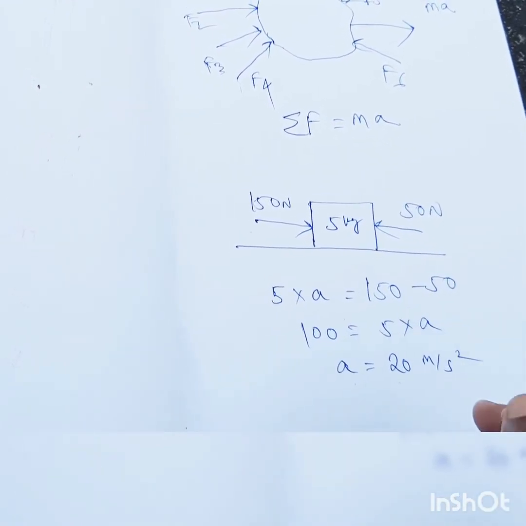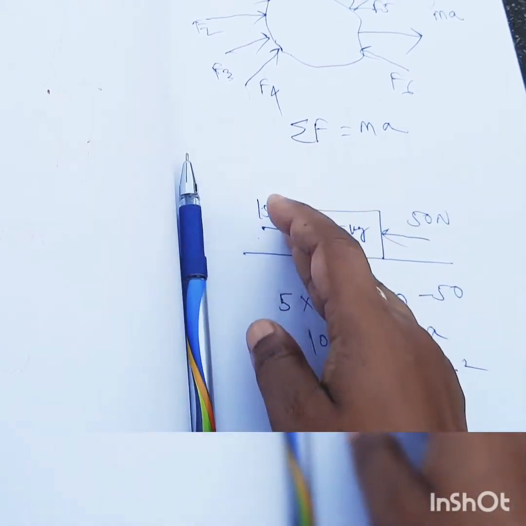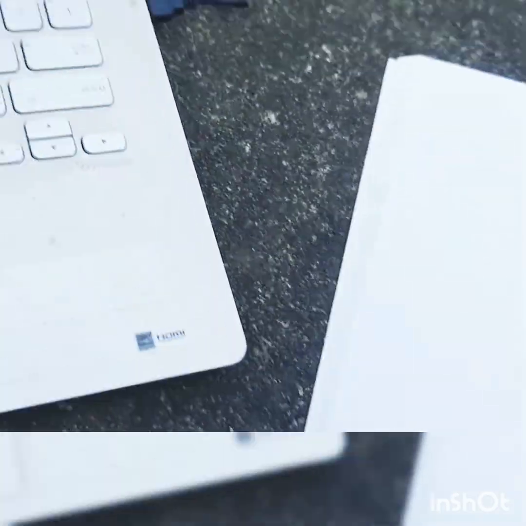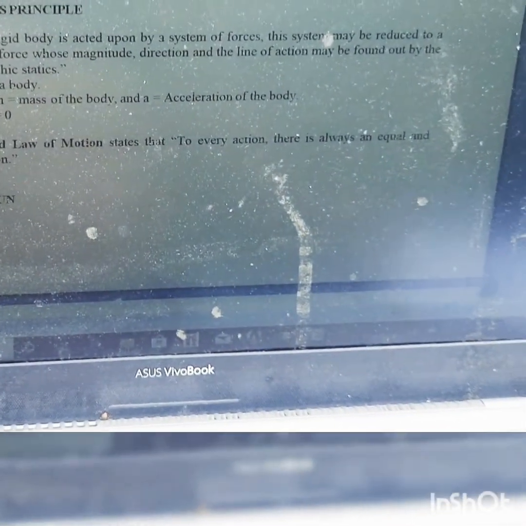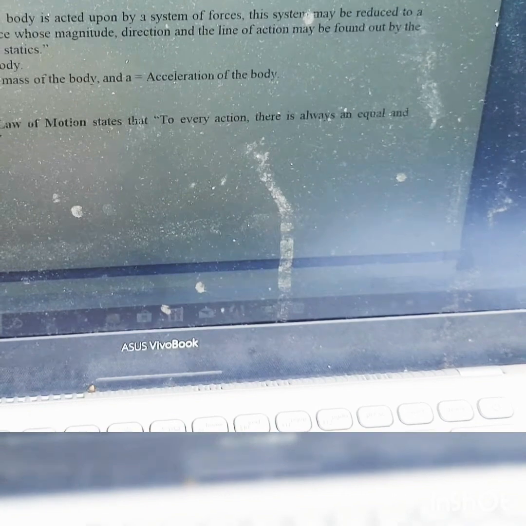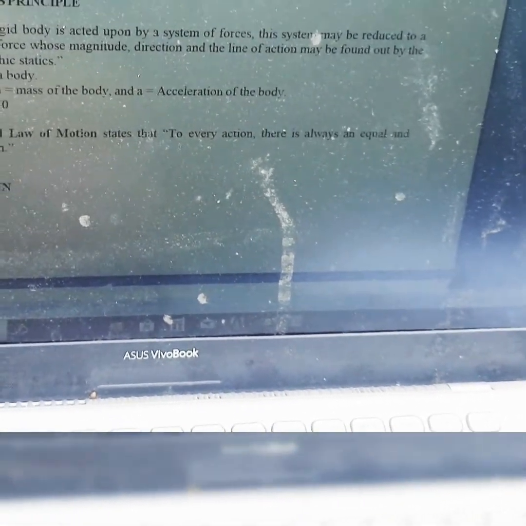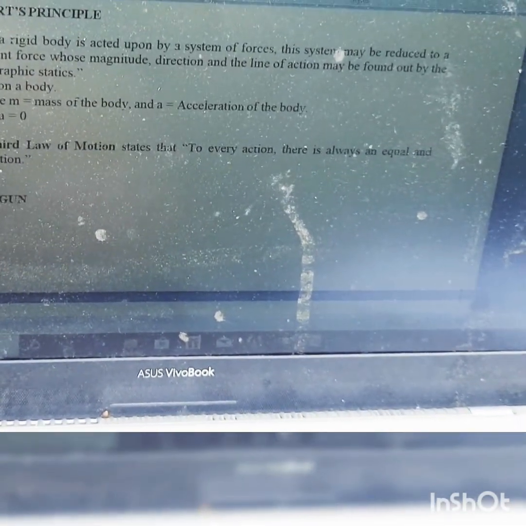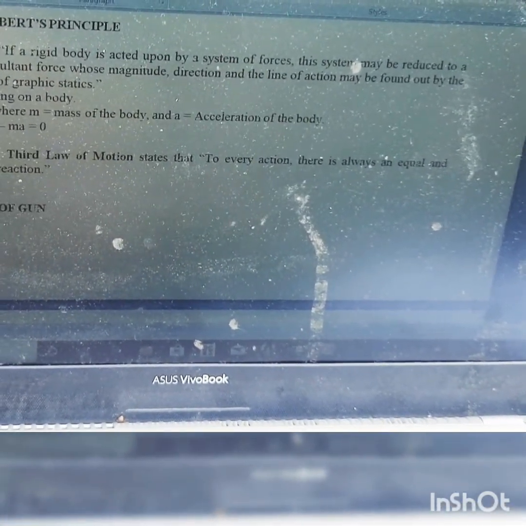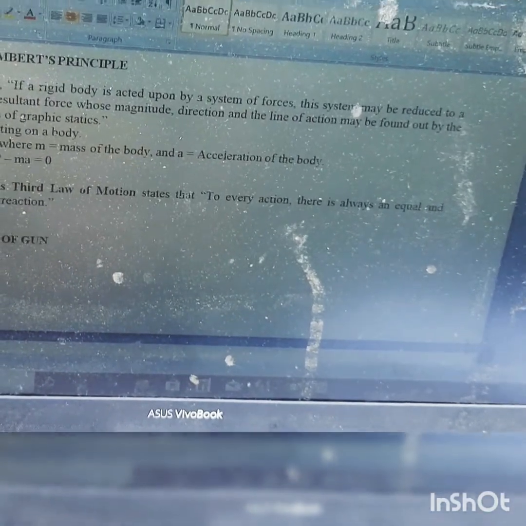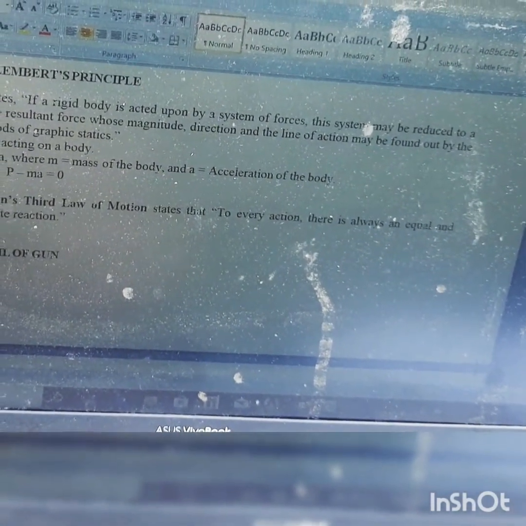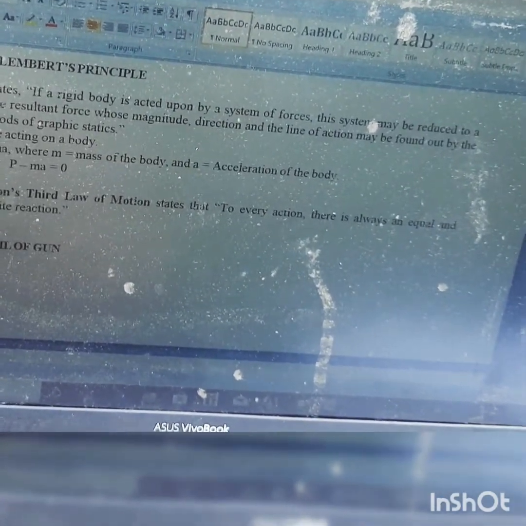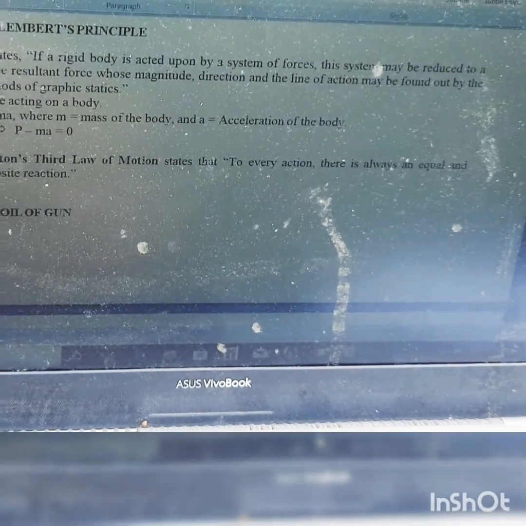So now I think you are all clear about D'Alembert's principle. Now we will move to Newton's third law. Here you can see this is Newton's third law of motion. I think you have all read in school what Newton's third law is. Each action has an equal and opposite reaction. So if I slap you, then obviously my hand will also get hurt. So this is Newton's third law. If I apply some force, then there will be some reactive force.